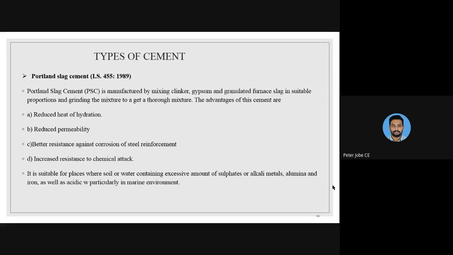And next is Portland slag cement. This is another type of cement which, instead of pozzolanic material, adds slag.